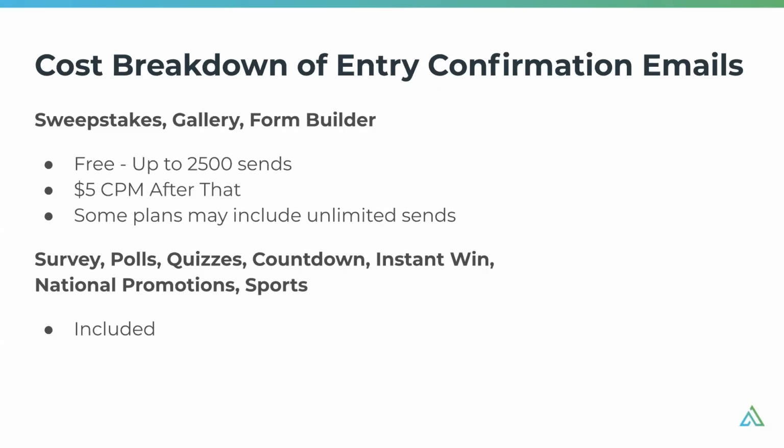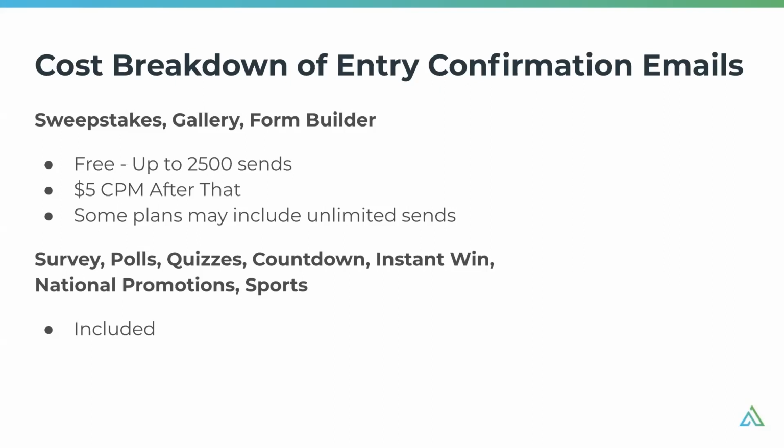So if you run a lot of contests, you can send a lot of emails for free. After that, it's a $5 CPM. If you're looking at this and wondering, maybe you've set up entry confirmation emails and haven't been charged for them, some plans may include the unlimited send. So if you have a question about that, don't hesitate to reach out and see if that's your plan. But in most cases, there is the $5 CPM.